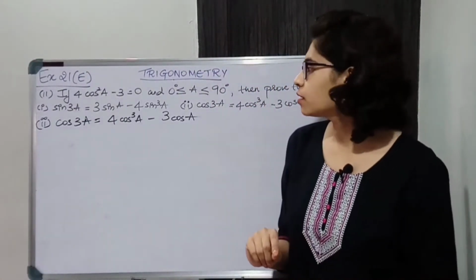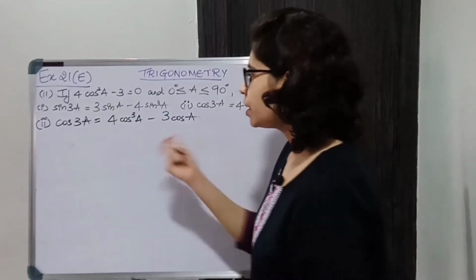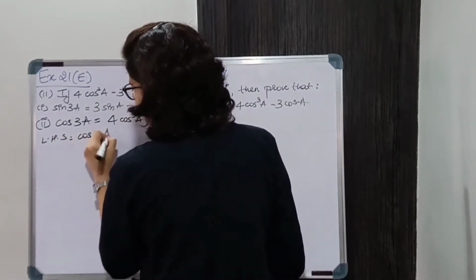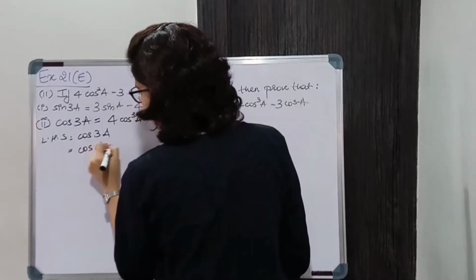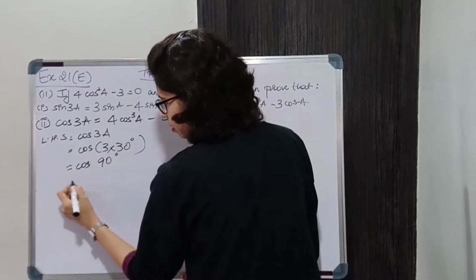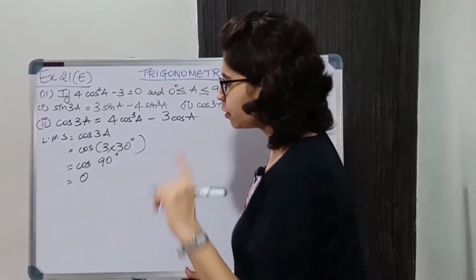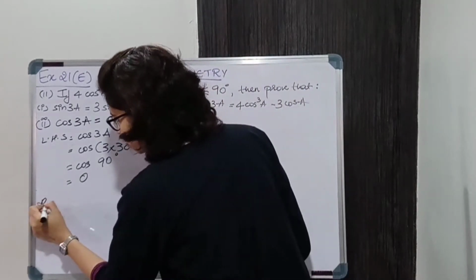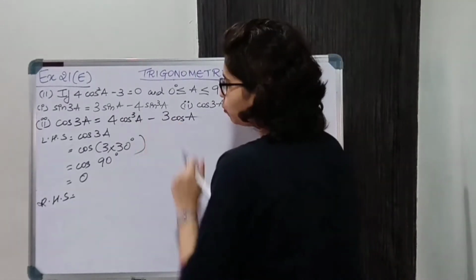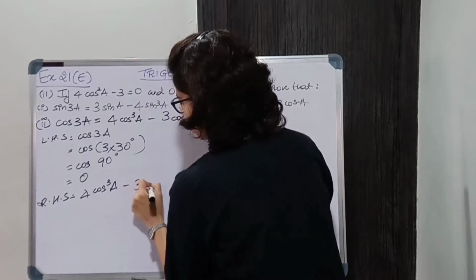In second part we'll do the same thing. Okay, we will substitute a equal to 30, starting with LHS. Cos 3a, so cos 3 into 30, that is nothing but cos 90. Cos 90 is 0, referring to the standard values table. RHS, we should get it equal to 0 only, then we can prove LHS equal to RHS. 4 cos cube a minus 3 cos a.